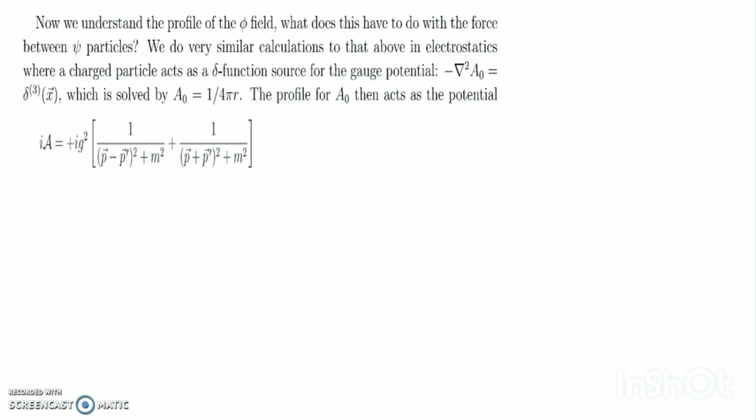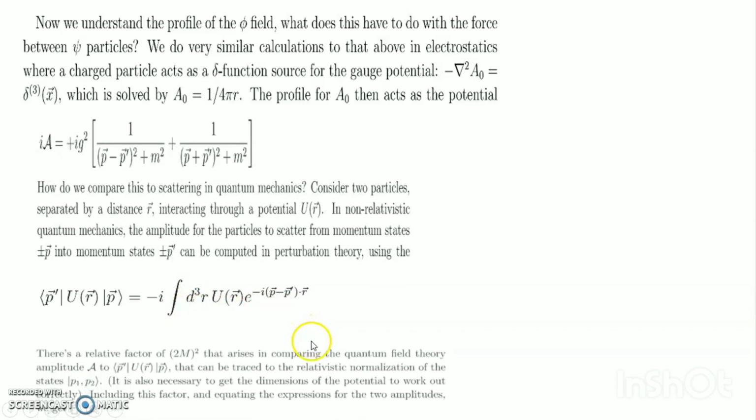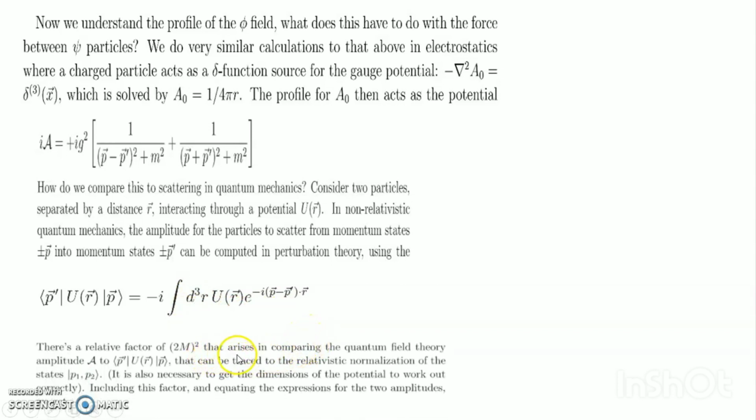Consider two particles separated by a distance r and interacting through a potential U(r). In non-relativistic quantum mechanics, the amplitude for the particles to scatter from momentum states plus minus p into momentum states plus minus p' can be computed in perturbation theory. So this expectation is equal to minus i times the Fourier transform of U(r). Okay, so these equations you get, and now there is a relative factor of (2m) squared that arises in comparing the quantum field theory amplitude, and that can be traced to the relativistic normalizations, and this is the ket vector.